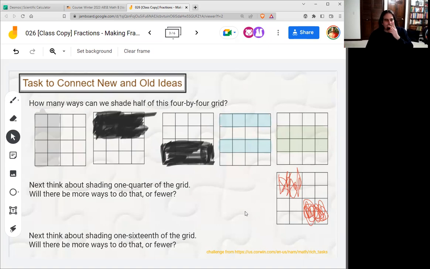Okay, yes, that works too. Kind of a big checkerboard pattern. You can think of more ways if you want.